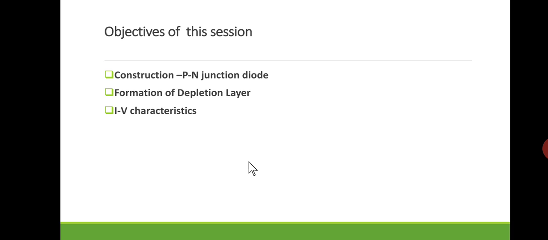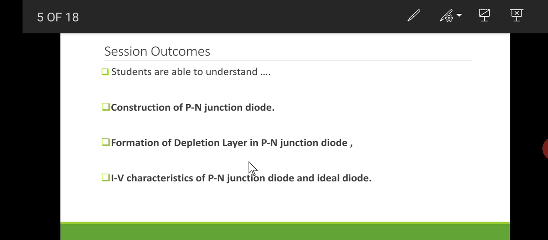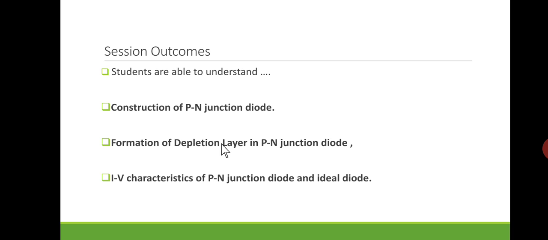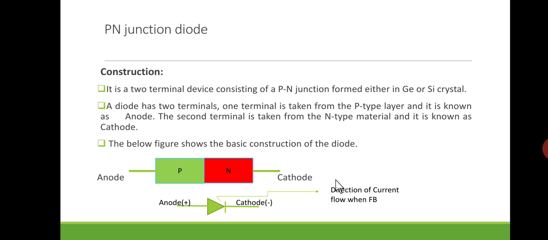What are the objectives of today's session? Today's session begins with the construction of the PN junction diode, formation of the depletion layer, and the IV characteristics. After studying this video, you should know how to construct the PN junction diode, how the depletion layer is formed in the PN junction, and what are the IV characteristics of the PN junction diode and the ideal diode. Let us begin the session with the construction.